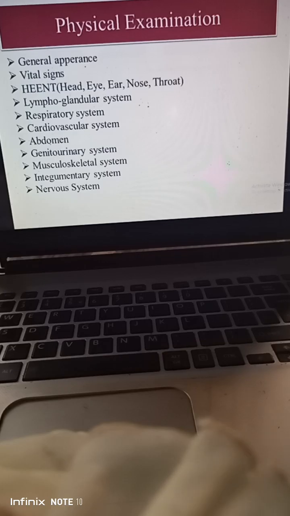So these are your physical examination steps. You start from general appearance, then you take vital signs, then you go to the HEENT, which means head, eye, ear, nose, and throat parts.